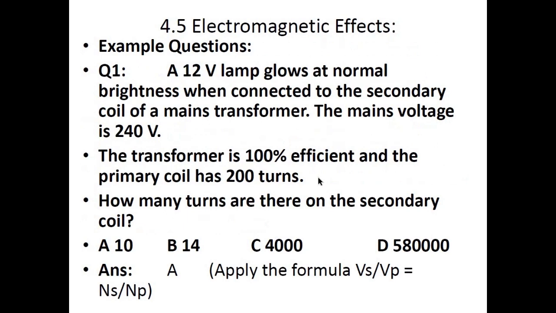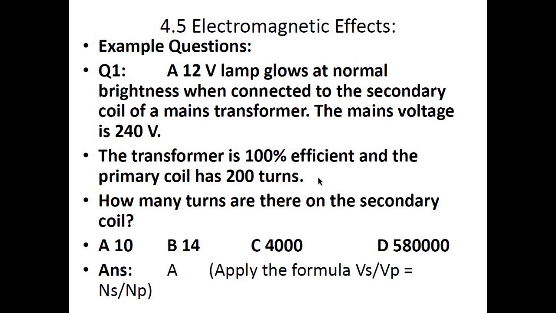Example question: a 12 volt lamp glows at normal brightness when connected to the secondary coil of a mains transformer. The mains voltage is 240 volts. The transformer is 100% efficient. The primary coil has 200 turns. How many turns are there on the secondary coil?